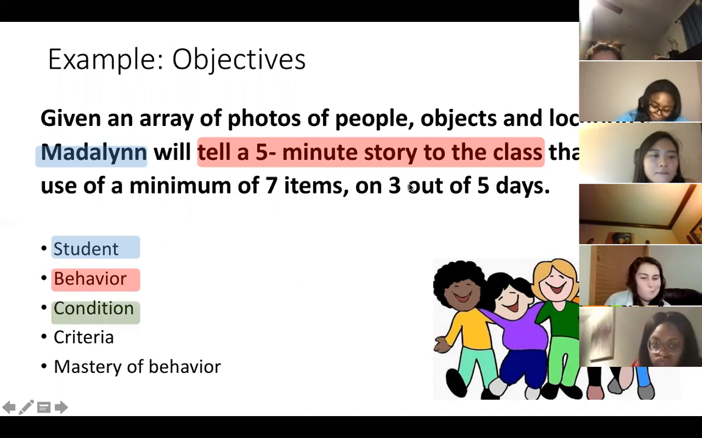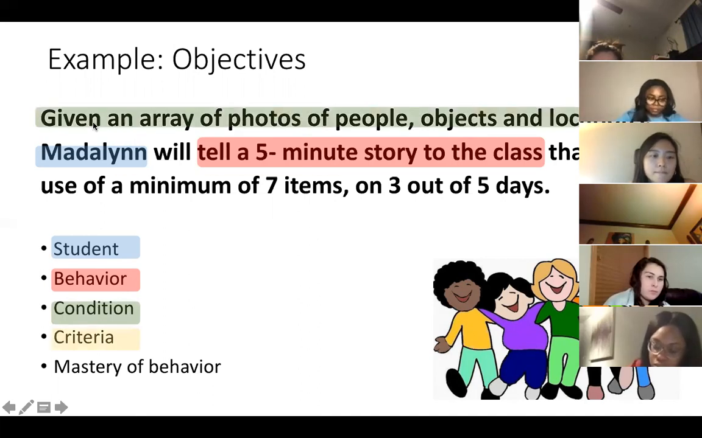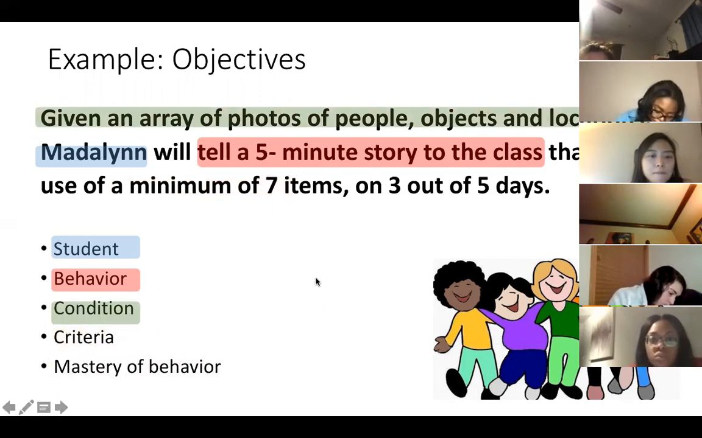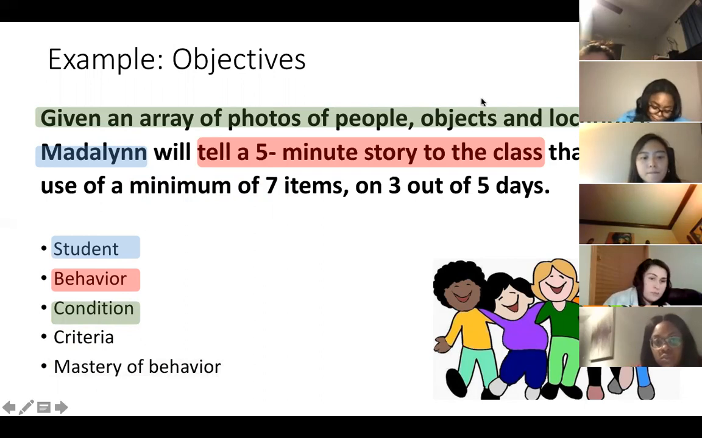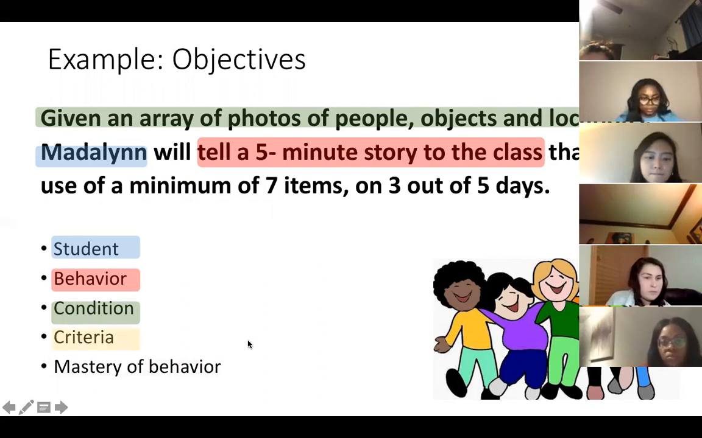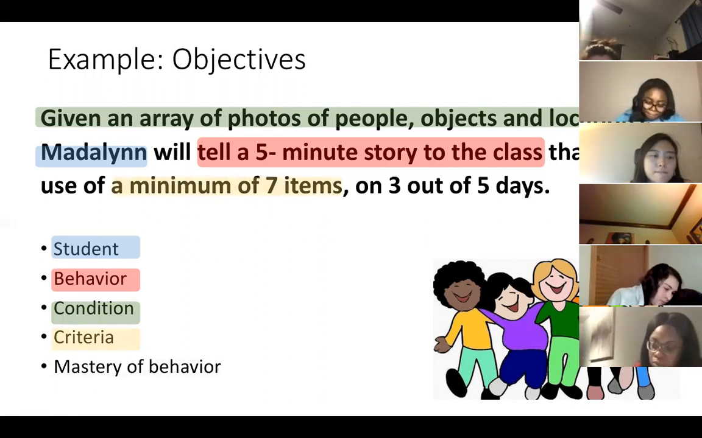Condition is the situation or setting where the behavior will happen. So, "given an array of..." this part is the condition. Move on. Criteria is the number you want to measure, so I would say 7 items, a minimum of 7 items. The next one is mastery of behavior, which is the maintenance part: 3 out of 5 days.